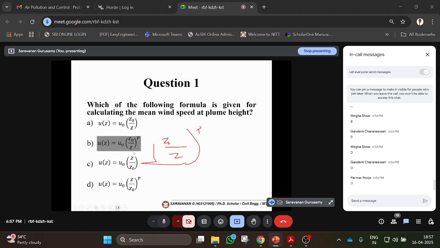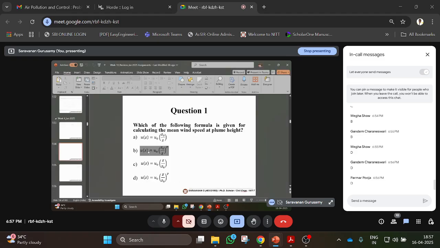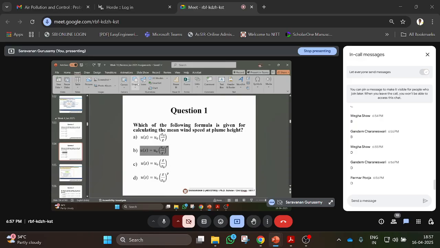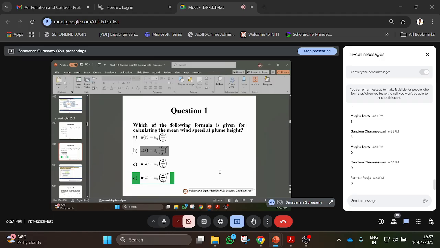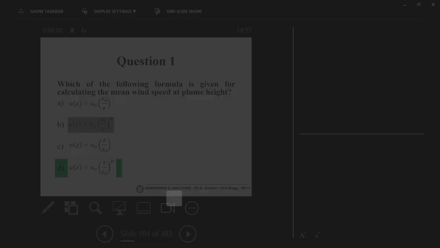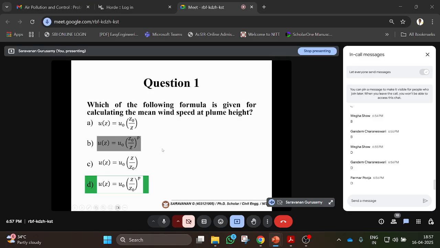Oh, my mistake. Z by Z naught. Yeah, it's wrong. This is the correct answer. Answer option D is the correct answer. Okay, sorry for the confusion.